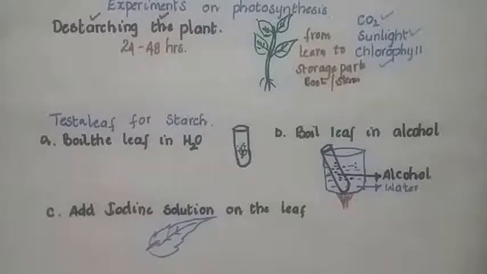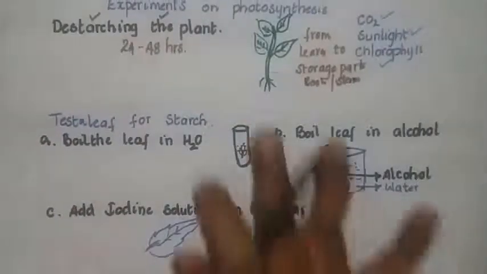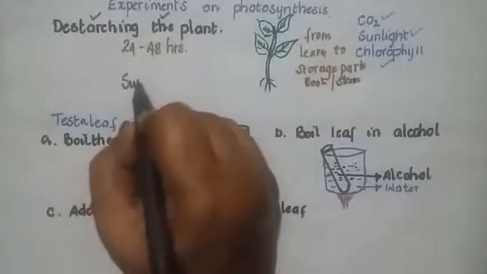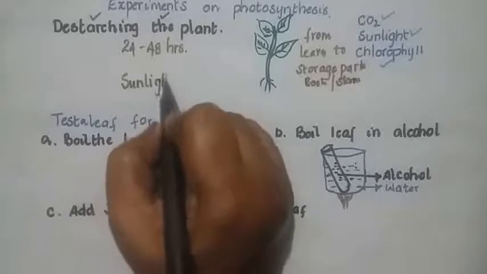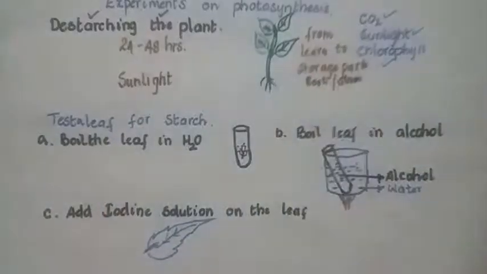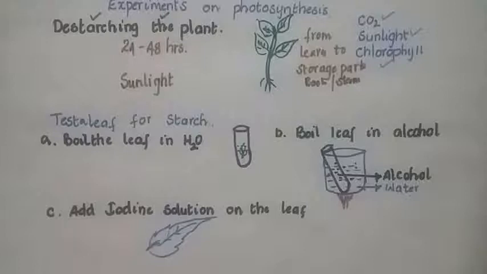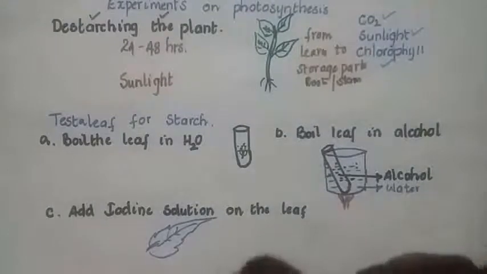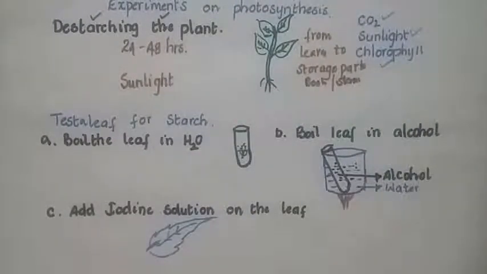Fine children. So once you destarch the plant, after about 1 or 2 days, take that plant and keep it in the sunlight in order to allow the plant to carry out photosynthesis. Right? So keep the plant in the sunlight for a few hours, and after a few hours pluck one of the leaves and then you're going to test that leaf for starch.